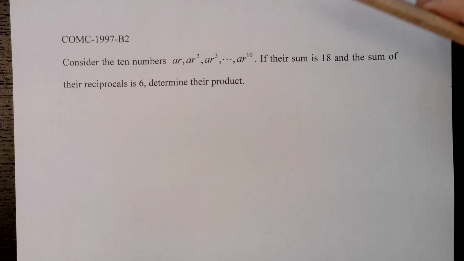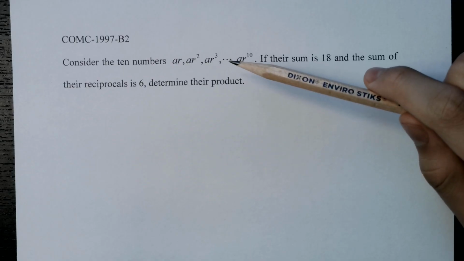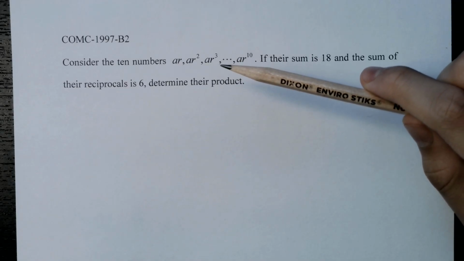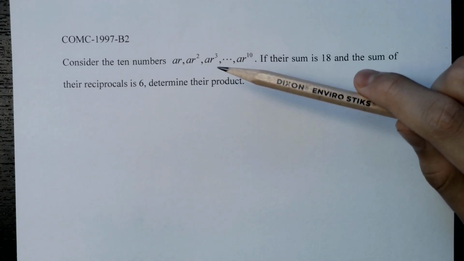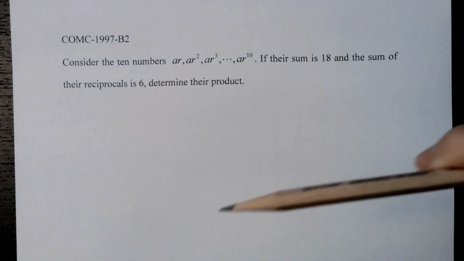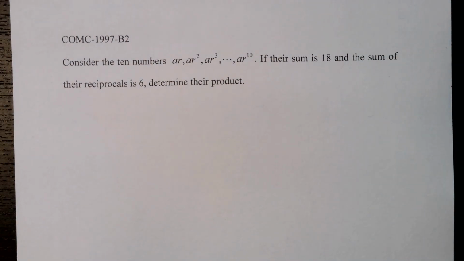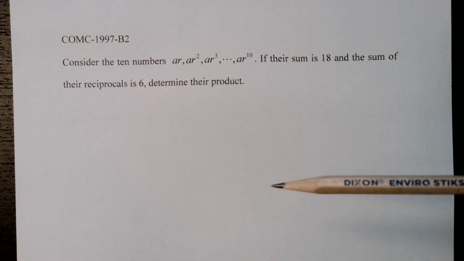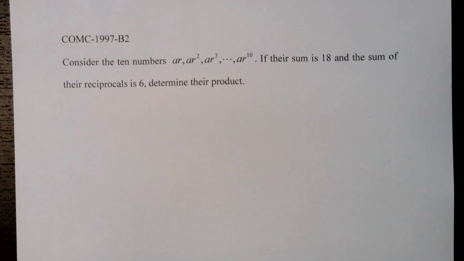Now we can see here that this sequence is actually just a geometric sequence with AR being the first term and R being the ratio in between the terms. And so this means that the reciprocal is also going to be a geometric sequence, but the first term is actually going to be 1 over AR, and then after that the ratio is going to be 1 over R.